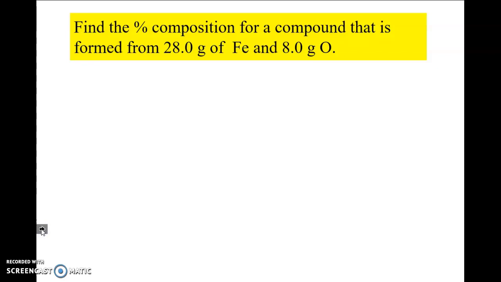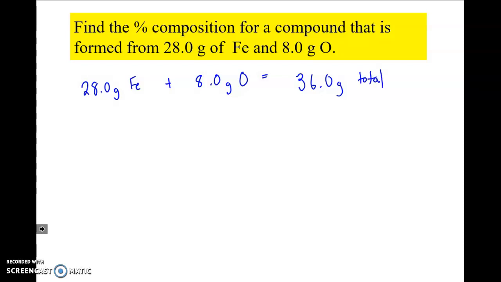First problem, find the percent composition for a compound that is formed from 28 grams of iron and 8 grams of oxygen. So the first thing we need to do is find a total. So we're going to take 28 grams of iron and we're going to add it to 8 grams of oxygen, which gives us a total of 36.0 grams. This is our total.